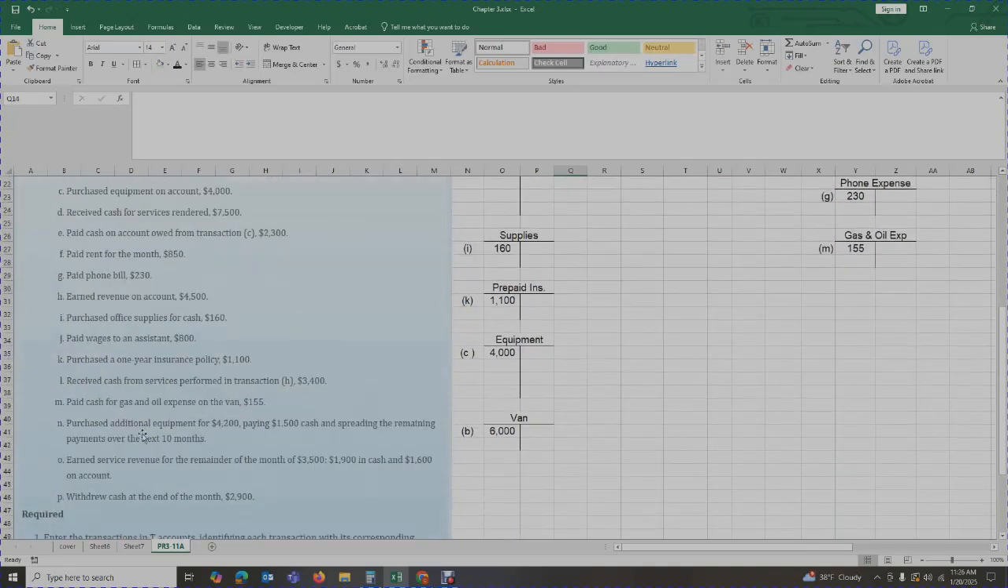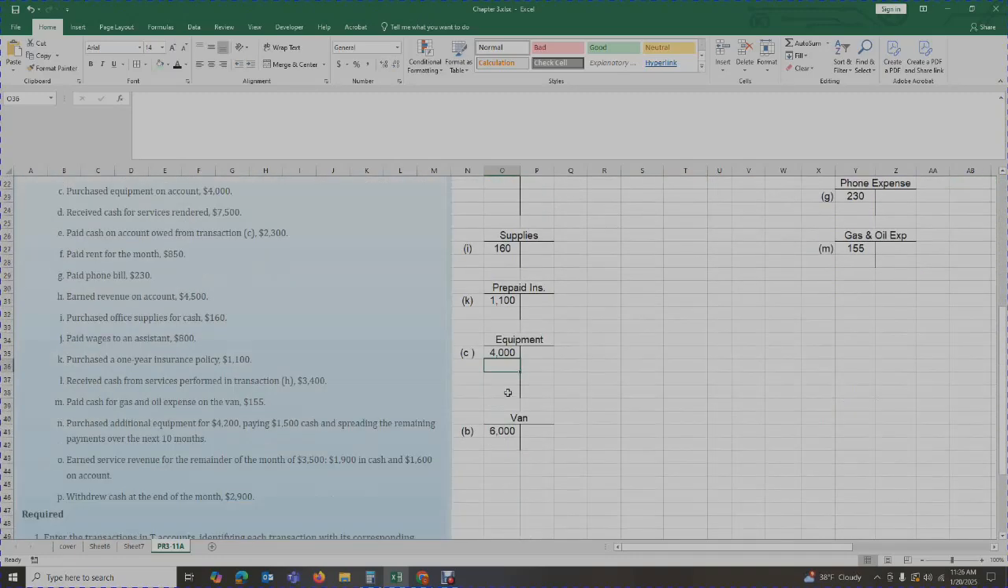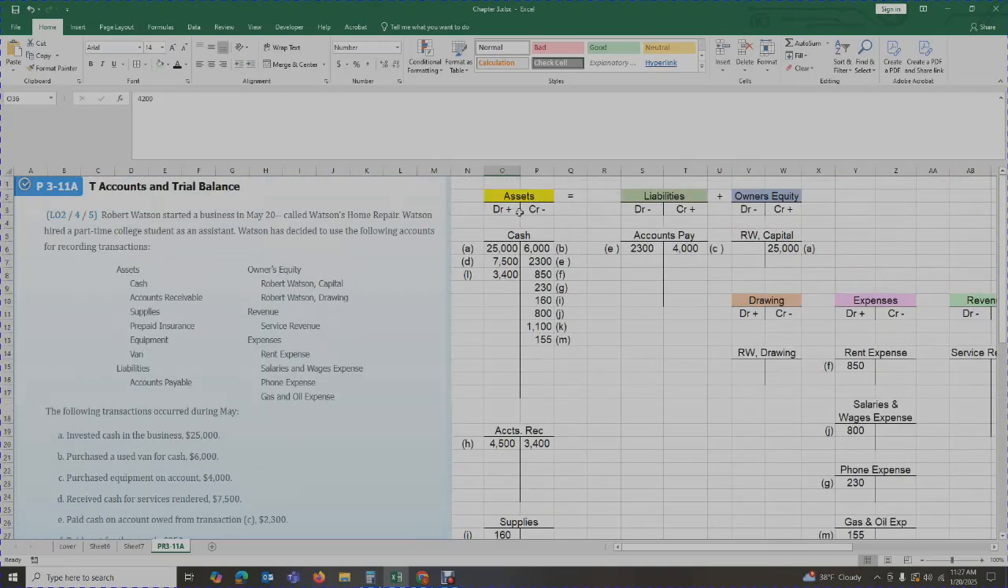Letter N. You purchase additional equipment for $4,200, paying $1,500 in cash and spreading the remaining payments over the next 10 months. Okay, so what did we buy? We bought more equipment, so my equipment is going to increase with a debit by $4,200. This is letter N. How did you pay for your equipment? It says you paid $1,500 in cash. So cash is going to decrease because I paid this in cash.